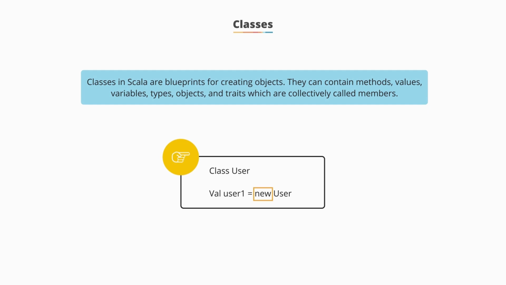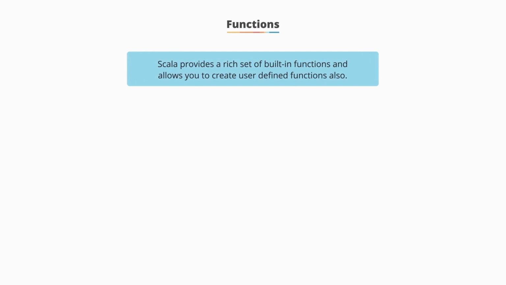The keyword new is used to create an instance of the class. User has a default constructor which takes no arguments because no constructor was defined. Once a class is defined, objects can be created from this blueprint by using the keyword new. Functions. Scala provides a rich set of built-in functions and allows you to create user-defined functions also.